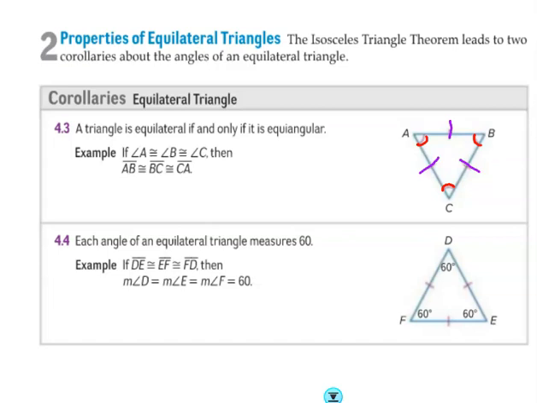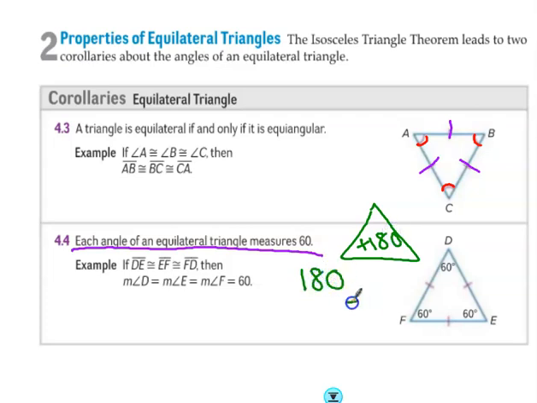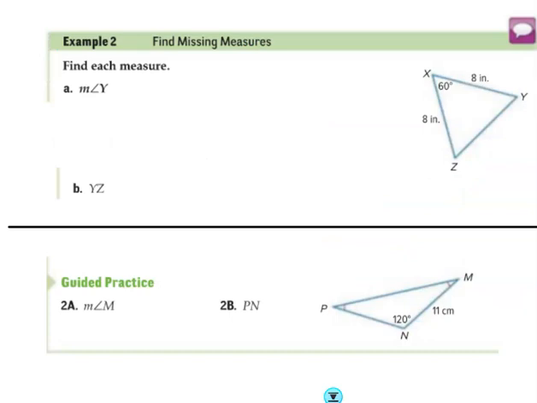And why is that? Why does each angle of an equilateral triangle measure 60 degrees? Well, every triangle we know adds up to 180. Therefore, 180 divided by 3 is 60. Therefore, an equilateral triangle has to have 60-degree angles because all angles are congruent. There we go. So find each measure.